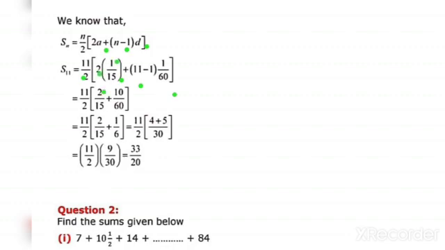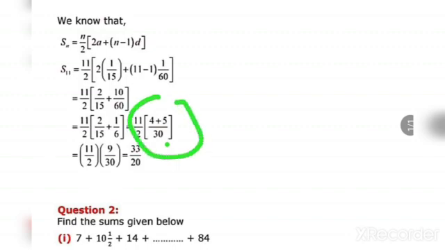2 multiplied by 1, that is 2. Then 11 minus 1, that is 10. Then 2 upon 15 plus 10 upon 60. Here the 0s cancel, so I just put 1 upon 6 over here. Then after simplification, I got 11 upon 2 into bracket 4 plus 5 upon 30, because the LCM of 15 and 6 is 30. Then multiplying 11 by 2 and 9 upon 30, that is 33 upon 20 over here.